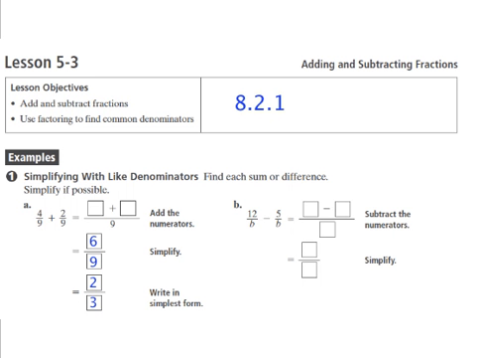Now let's look at example B. 12b minus 5b. Because we have a common denominator, we can just subtract the numerators. 12 minus 5 is 7. So our answer is 7b.